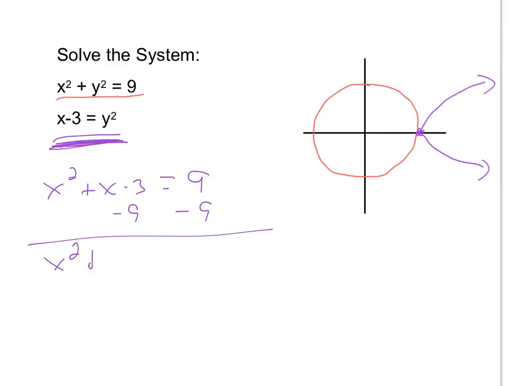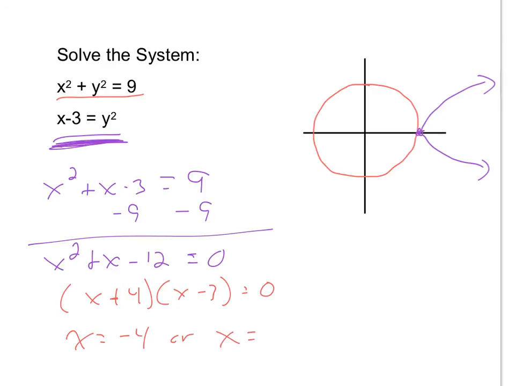x squared plus x minus 12 is equal to 0. To solve this for x, we're going to factor: x minus 3, x plus 4. Whoops, slow down there. x plus 4 equals 0, x minus 3 is equal to 0, so therefore x equals negative 4, or x equals positive 3.